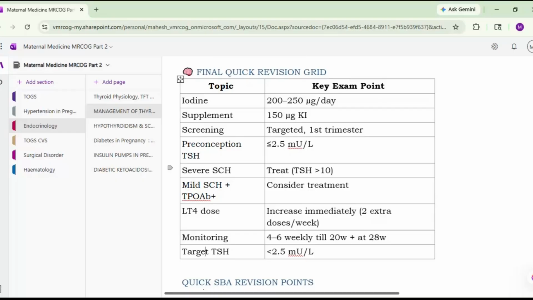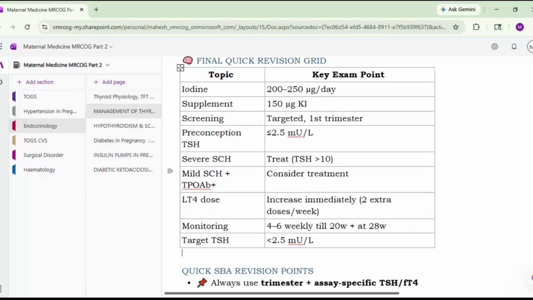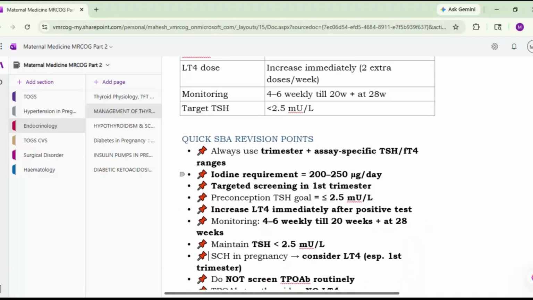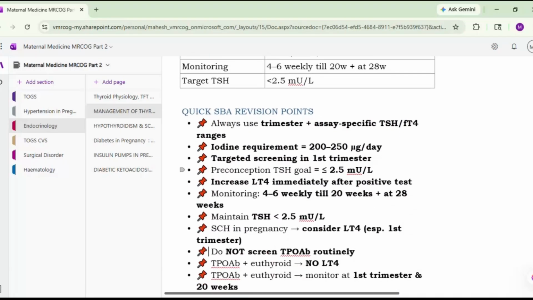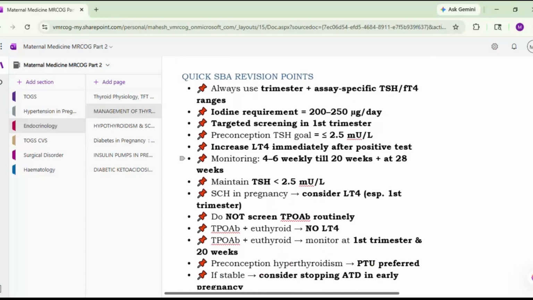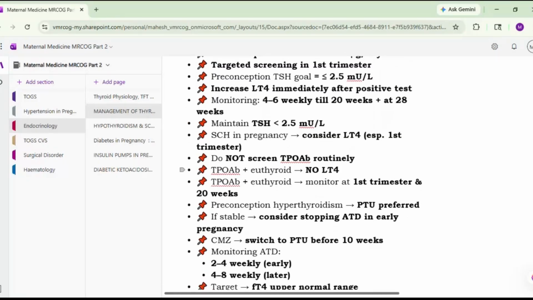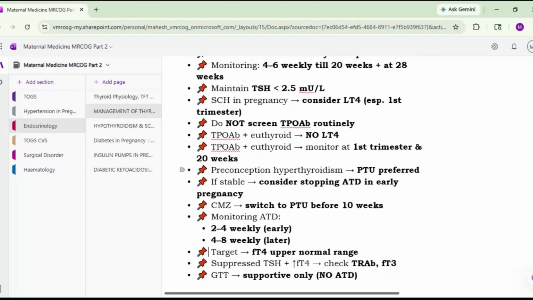You will increase 2 days per week, and monitoring 4 to 6 weeks till 20 weeks, and at 28 weeks. Then target TSH should be less than 2.5 milliunits. And always use trimester specific, assay specific TSH and FT4 ranges. Iodine requirement, targeted screening first trimester, preconception goal we have seen. Increase LT4 immediately after positive test. Monitoring 4 to 6 weekly till 20 weeks, and at 28 weeks maintain TSH below 2.5. Subclinical hypothyroidism, consider LT4 especially in the first trimester.